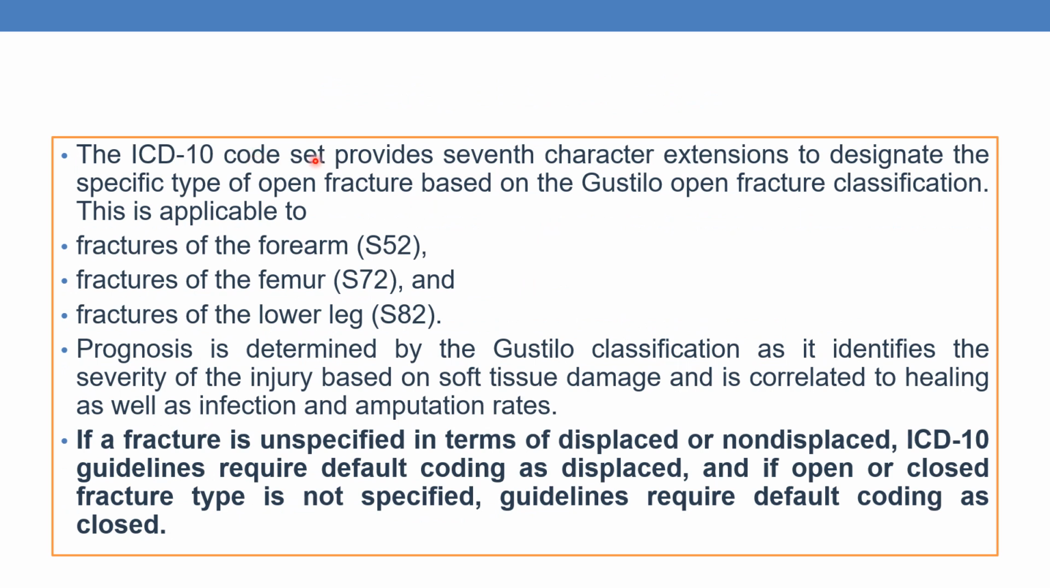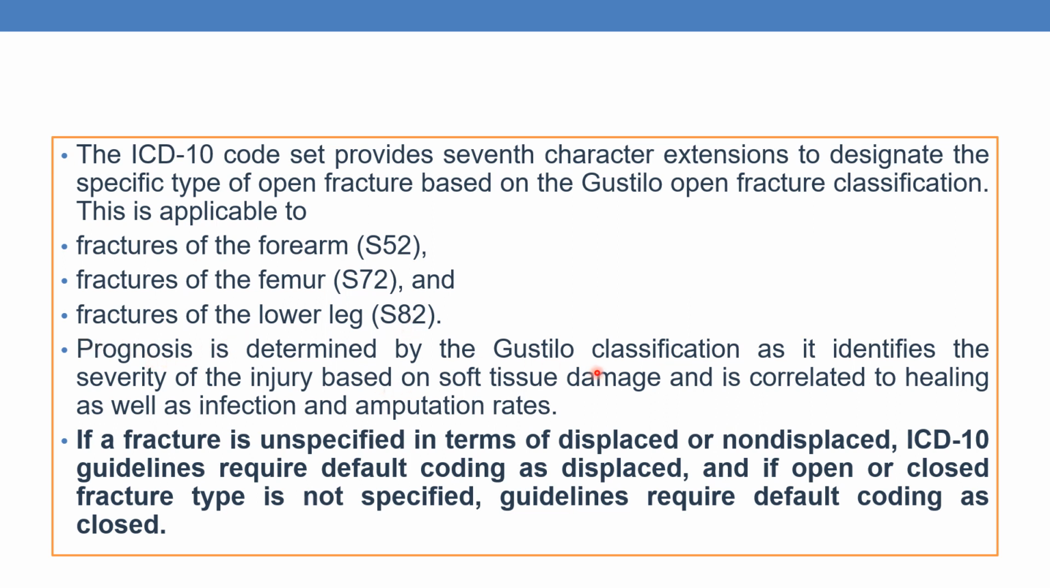Now, the ICD-10 code set provides 7th character extensions to designate the specific type of open fracture based on the Gustilo open fracture classification. This is applicable to fractures of the forearm, which comes under category S52, fractures of the femur, which comes under category S72, and fractures of the lower leg, which comes under category S82.